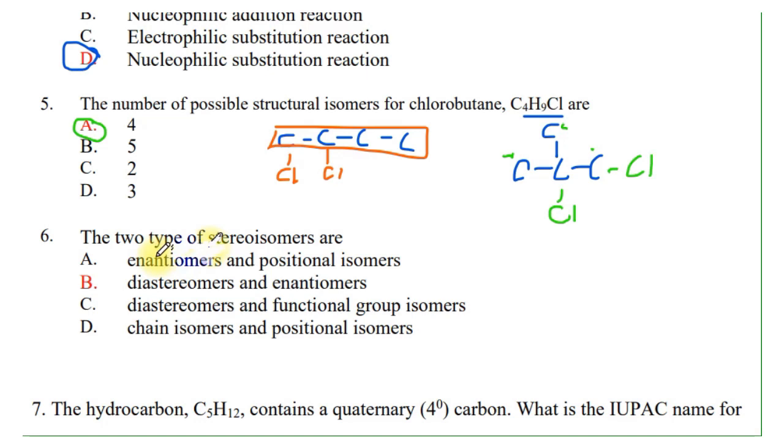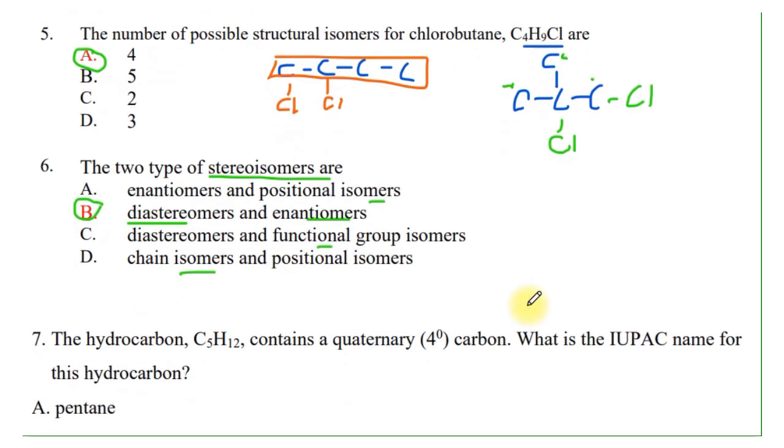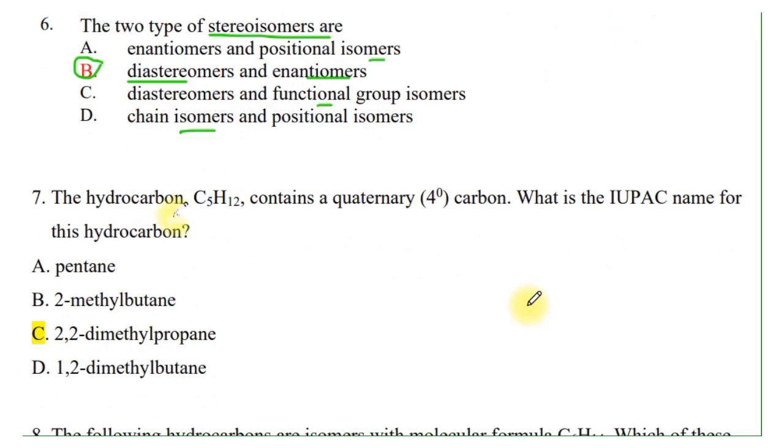Two types of stereoisomer. We must know stereoisomer is the 3-dimensional way. The first one is diastereomer, cis-trans isomer, or enantiomer, optical isomer. So the answer is B. Position, functional, and chain isomers are all under structural isomer. Be alert.